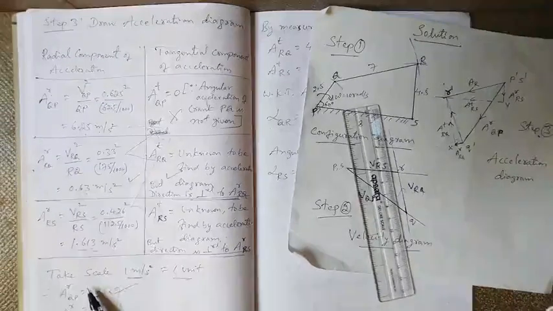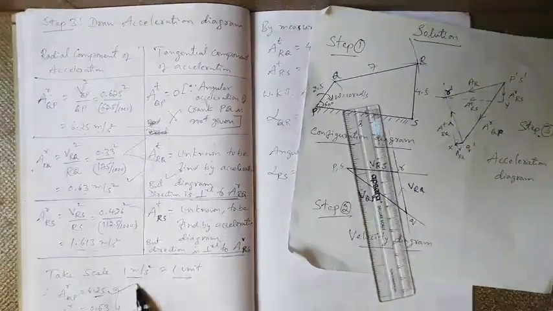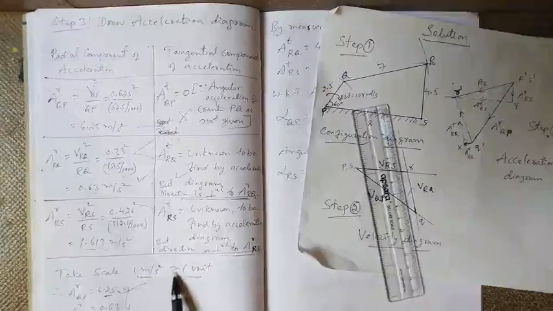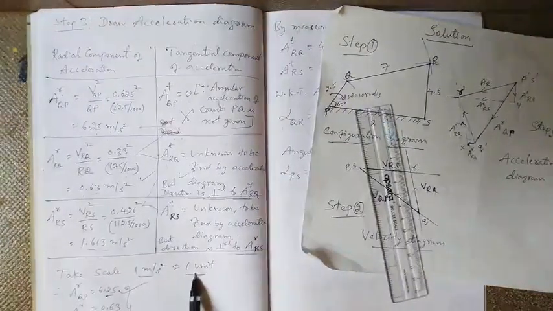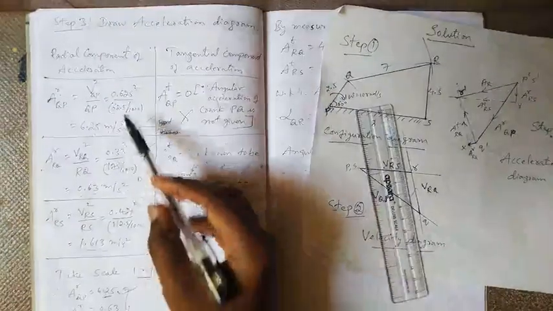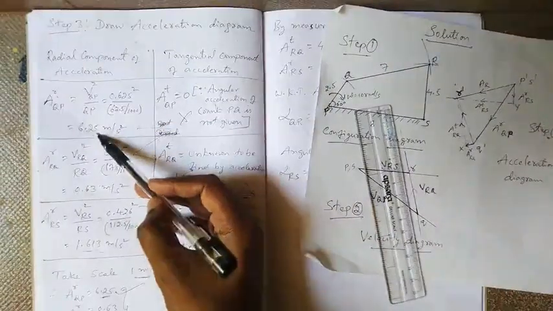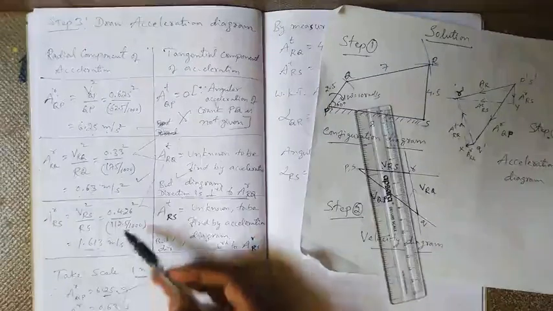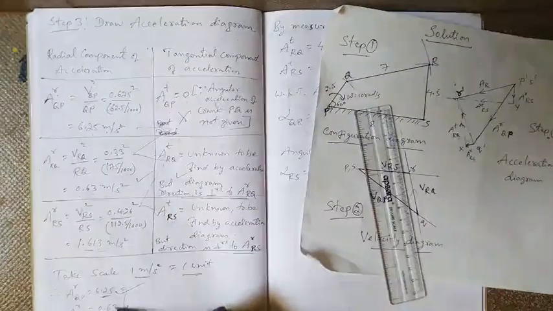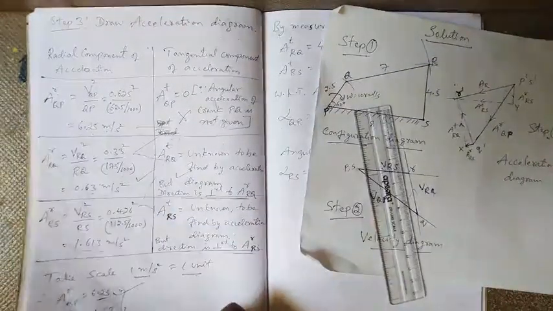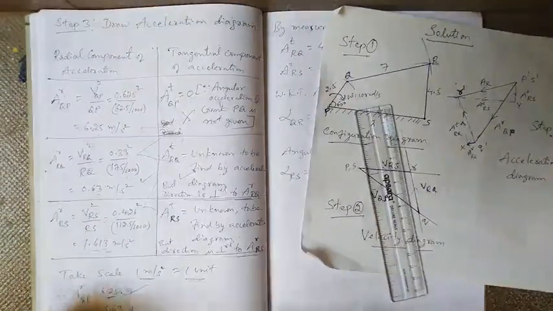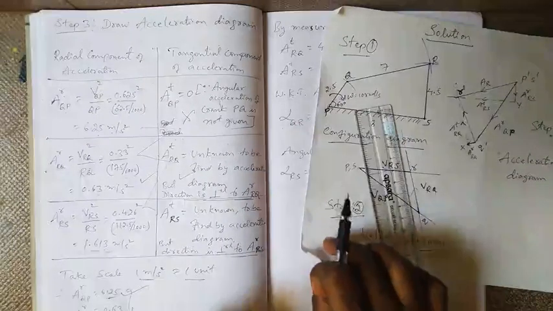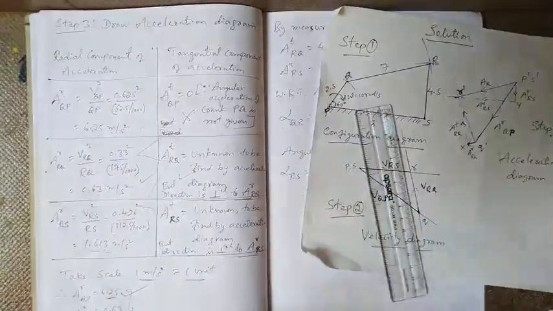Let us take a suitable scale. The scale factor is 1 meter per second squared equal to 1 unit. So if you take this scale, 6.25 we have, so 6.25 units we will get, 0.63 we will get, and 1.61 we will get. That is the measurement we need to construct.